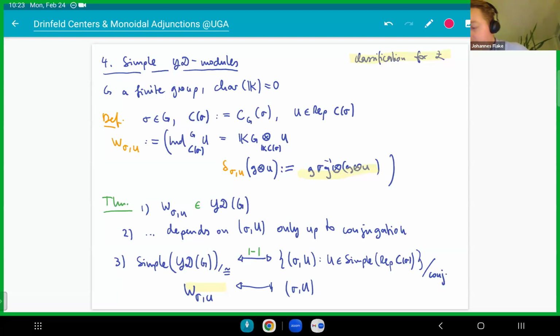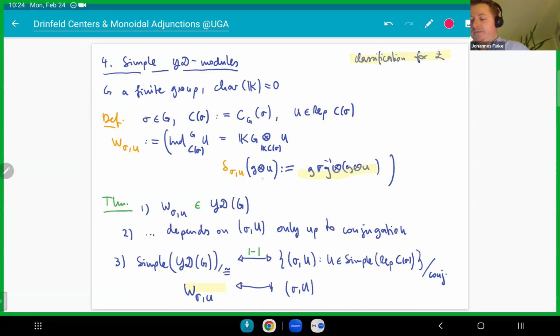First of all, we will define a class of Yetter-Drinfeld modules, which then correspond under this equivalence to objects with a half braiding. And the objects themselves, I define them to be induced modules. First, I pick an element in G, then I consider its centralizer, and then I pick a representation of the centralizer in this group. So I have as a datum a sigma in G and a U, which is a representation of the centralizer of sigma in G. Now what I can do is induce up the representation to one of G. So this gives me an object.